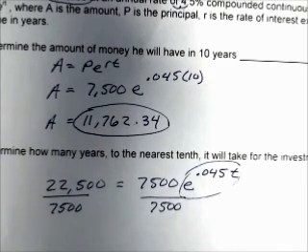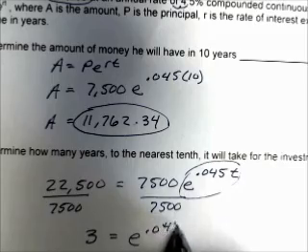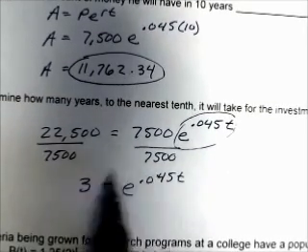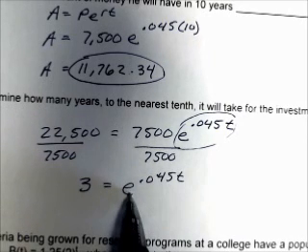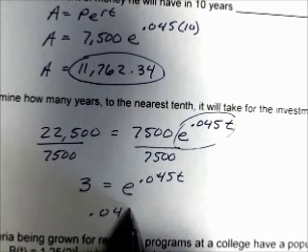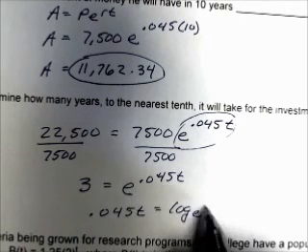If we take the 22,500 and divide by 7,500, that's going to leave us with 3 equals e to the 0.045t. This is exponential form. Switch to log form. So our exponent 0.045t is equal to log base e of our answer, 3.